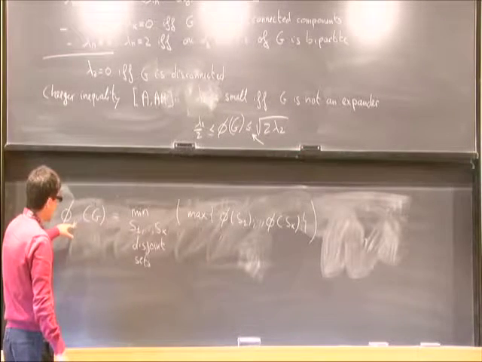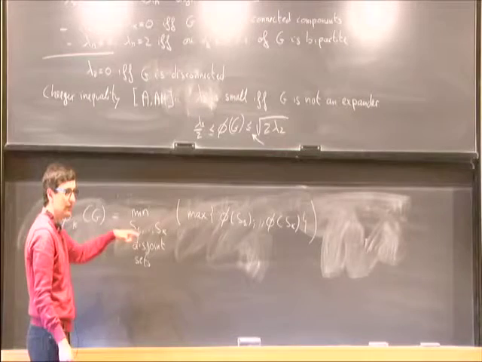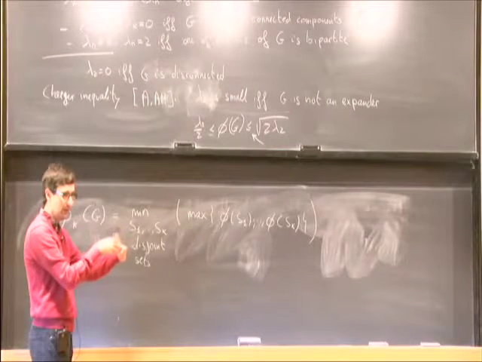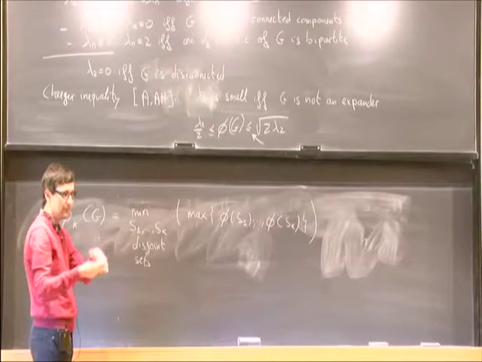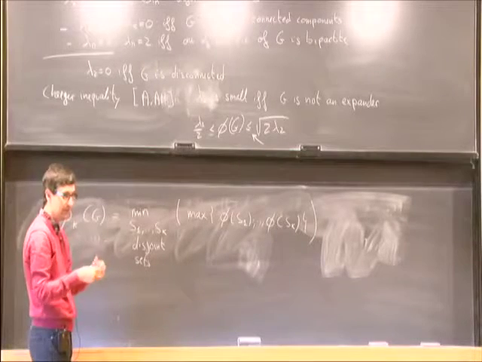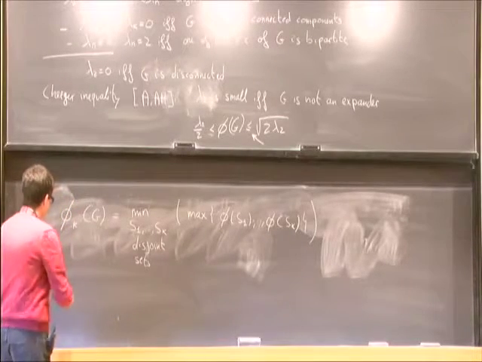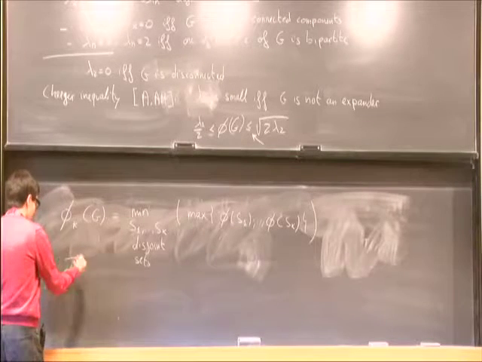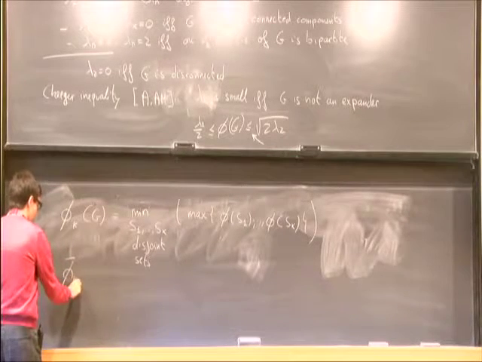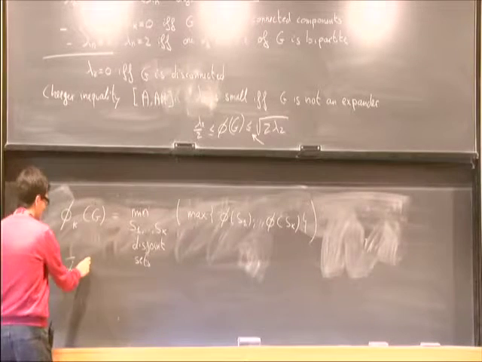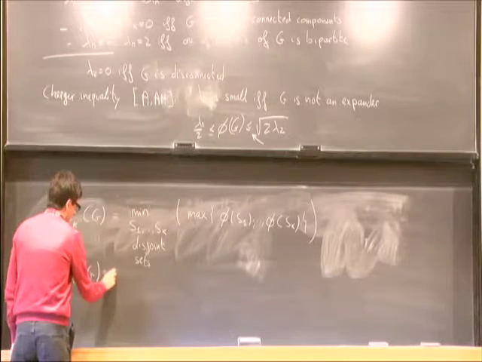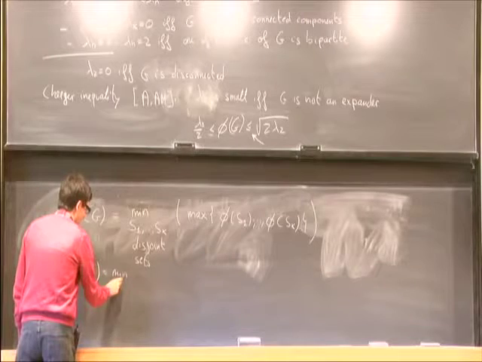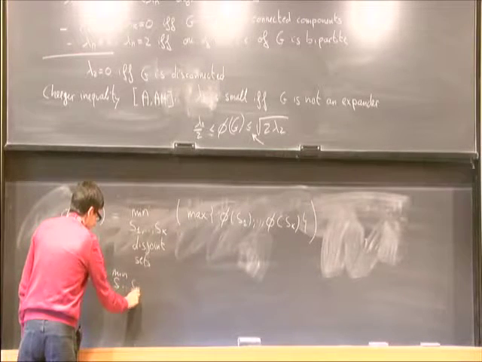So we see the case k equals 0, it means that you find k disjoint sets, each of which is disconnected from the rest of the graph, so that the graph has at least k connected components. So another generalization of the definition of expander would be the same, but minimizing over all partitions.